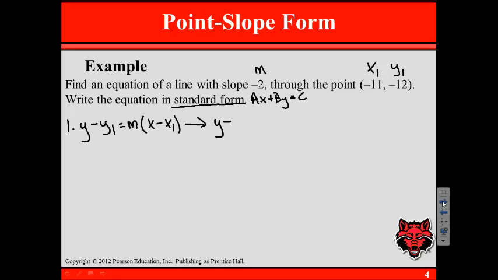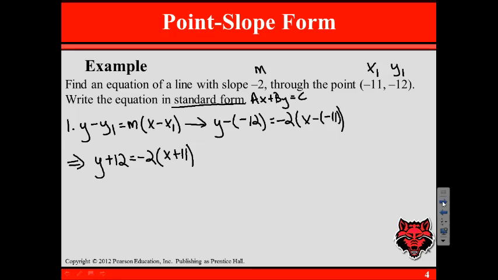That will give us y minus -12 equals -2 times x minus -11. Now remember, anytime we subtract a negative, that's the same thing as adding a positive number, so this becomes y plus 12 equals -2 times x plus 11. At this point, we would distribute the -2 on the right side, so we have y plus 12 equals -2x minus 22.